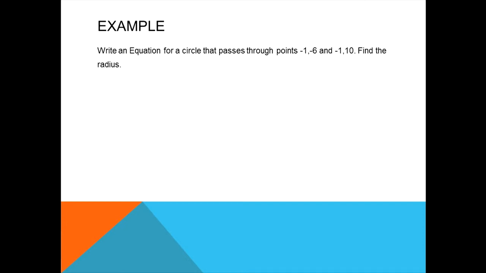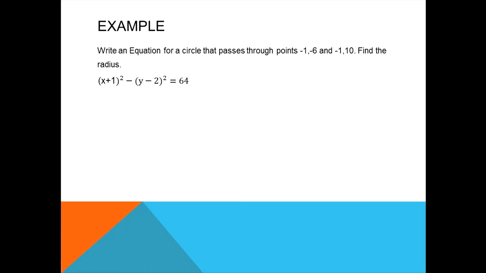First example, write an equation for a circle that passes through points (-1, -6) and (-1, 10). Find the radius. We're going to be moving on with the answers. Pause the video right now. (x plus 1) squared plus (y minus 2) squared equals 64.